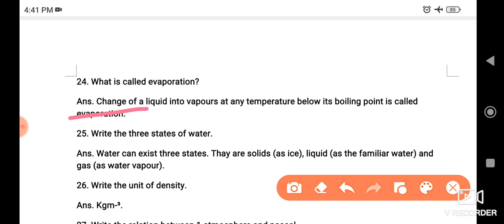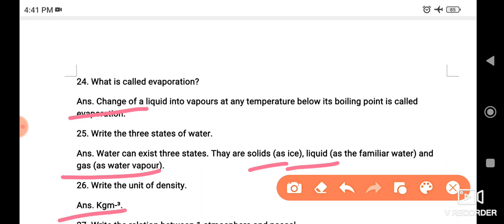Water can exist in 3 states that are liquid, solid, and gas. So in solid state it is in ice form, at liquid state it is water, and in gaseous state it is vapor. Then write the unit of density. It is what? Kg per meter cube. Please note down this answer.